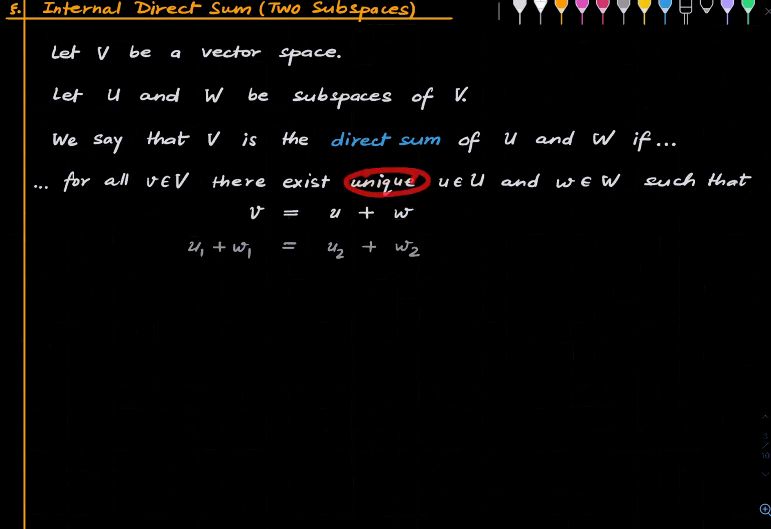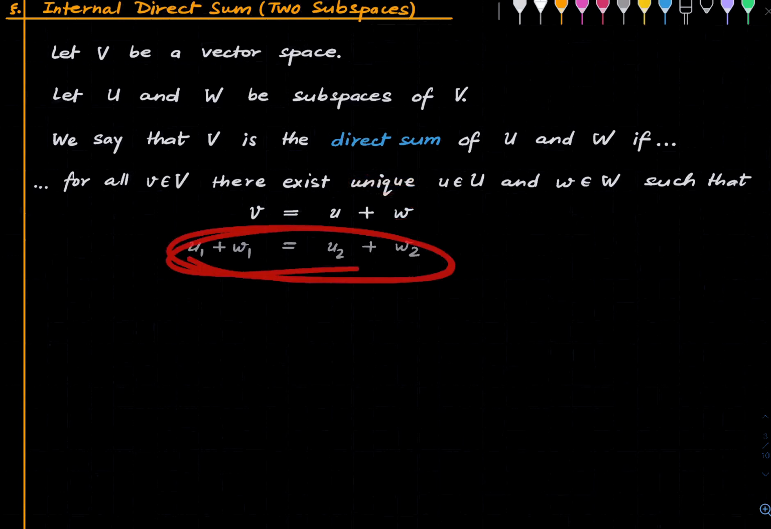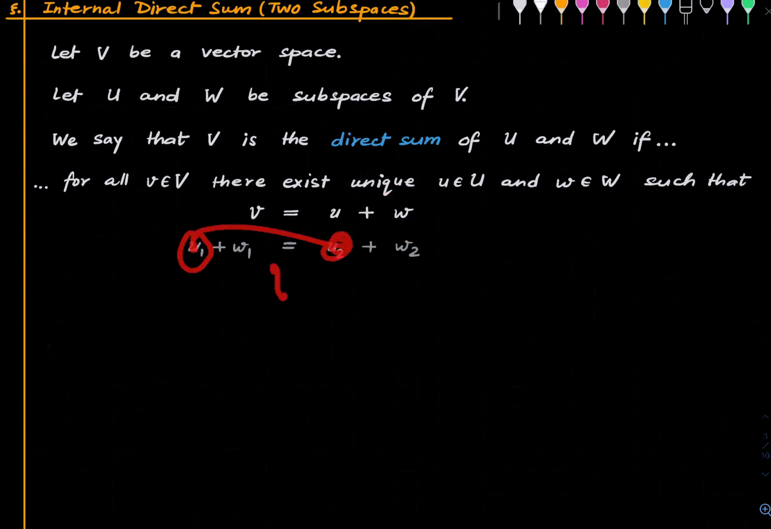But with the uniqueness condition, it says that if such an equation holds for some U1 and U2 in the subspace U and W1 and W2 in the subspace W, then we must have that U1 is equal to U2 and W1 is equal to W2. So that's the definition of direct sum. We say that V is the direct sum of U and W if this happens. Okay. So this was defined for two subspaces. We can generalize this to multiple subspaces. We will look at examples, but first let us get a few things out of the way.